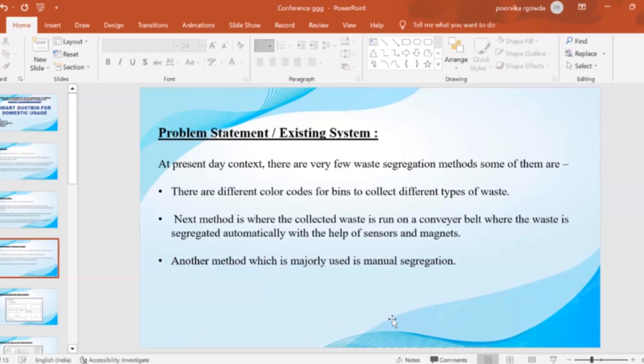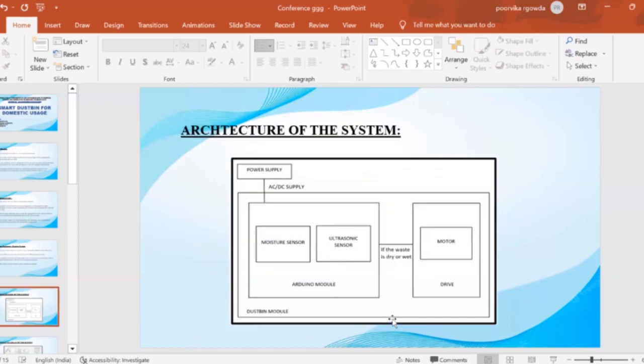Coming on to the architecture of the system, we have aimed to build this project based on an Arduino module and the drive. In the Arduino module, there are two types of sensors which we are using, that is a moisture sensor and an ultrasonic sensor. The moisture sensor is used for detecting the moisture content in the waste, whether it is dry or wet. And the ultrasonic sensor is used in order to detect the waste.